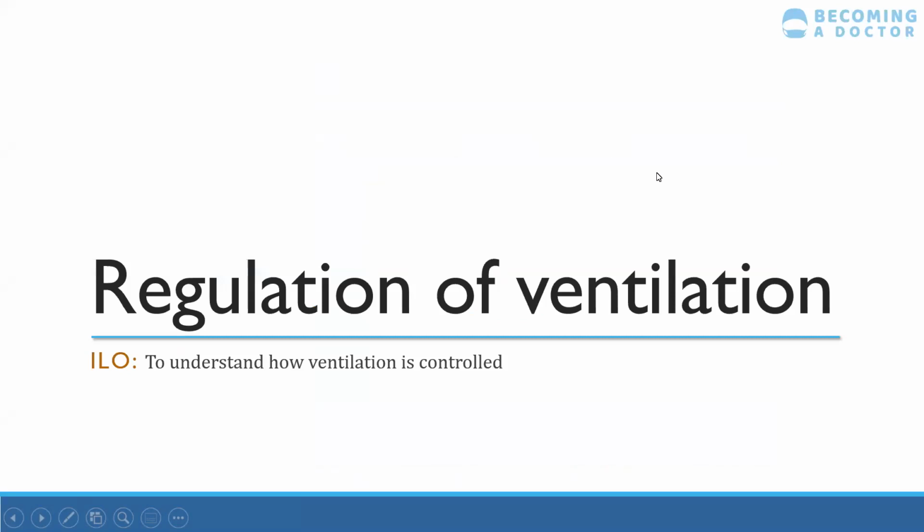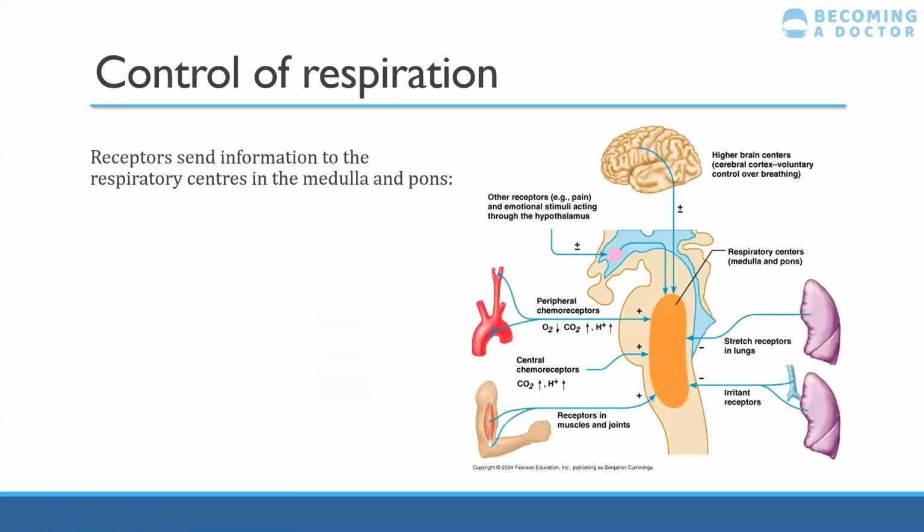Okay. Now, does anyone have any questions on that section before I move on to the next one? And that's fine. Okay. So control of respiration. Control of respiration is mainly done by the respiratory centers that are found in the medulla and the pons.